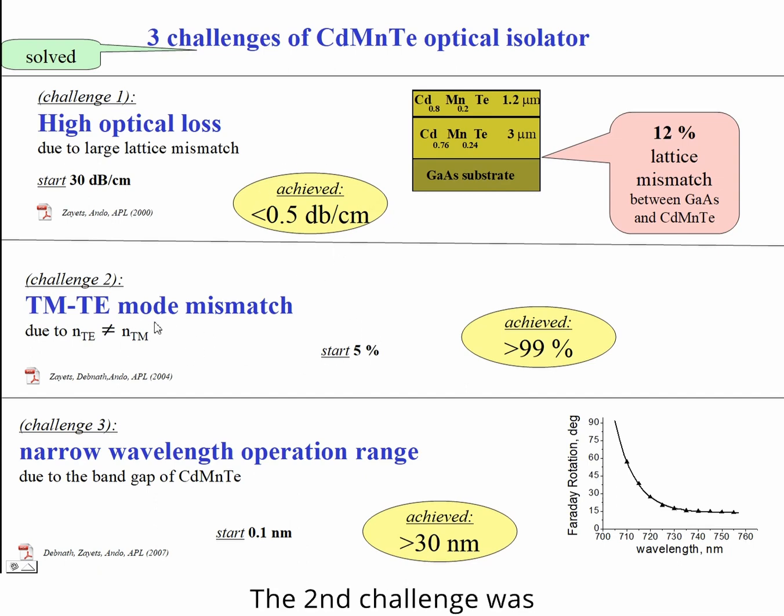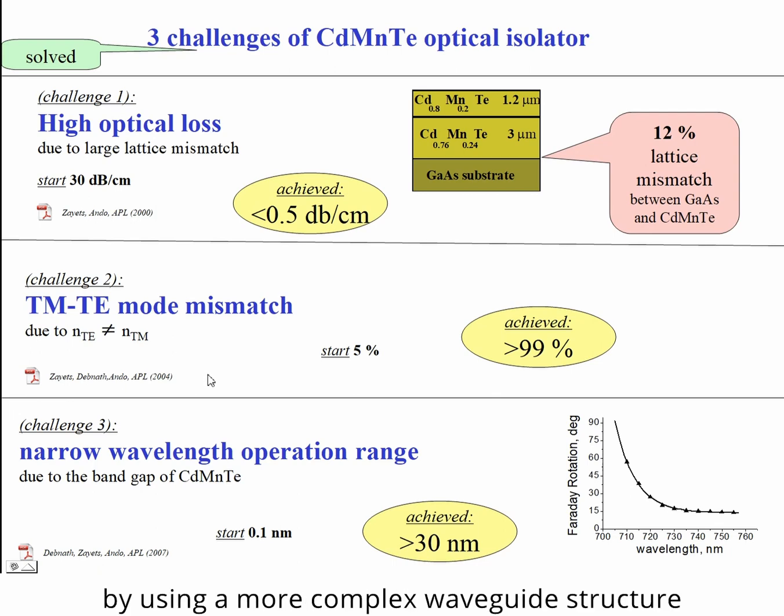The second challenge was a substantial TE-TM mode mismatch, which is due to a difference of effective refractive index for TE and TM waveguide modes. The TE-TM mode mismatch suppresses the Faraday rotation. As a result, the isolation function vanishes. The problem was solved by using a more complex waveguide structure, and nearly 100% mode conversion efficiency was achieved.